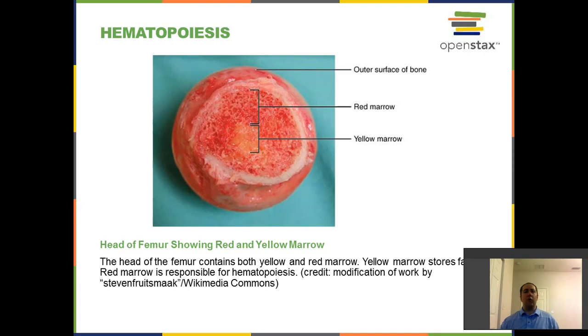As a child, we're growing. Not only do we need to replace the blood cells that get old and die, but we need to constantly increase the amount of blood that we have. And so we need to make a lot of red blood cells. As an adult, though, all we have to do is maintain a constant level. And so we don't need to crank out as many, and we're able to convert some of it to yellow bone marrow.